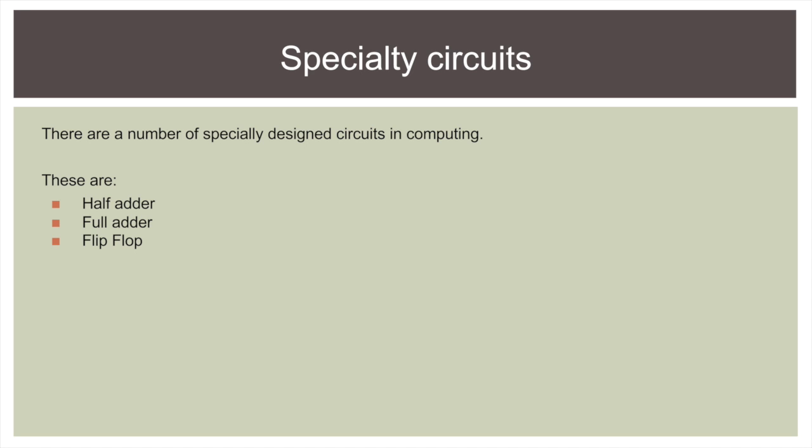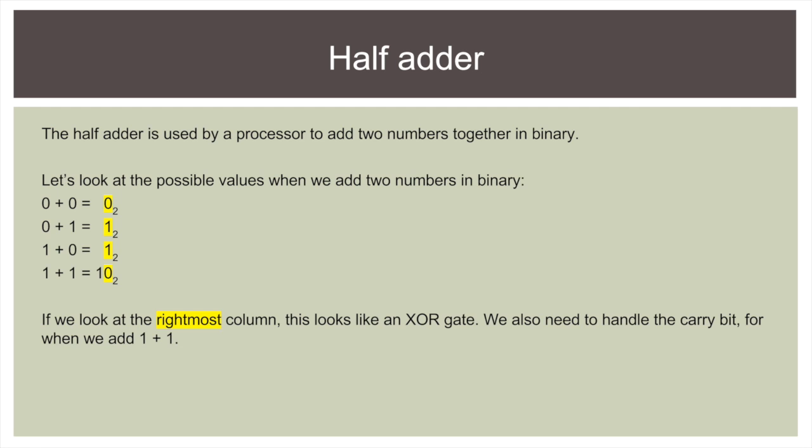So we're going to look at a number of specially designed circuits that we use in computing, and these are going to be the half adder, the full adder, and the flip-flop. So a half adder is used by a processor to add two numbers together in binary. Let's look at the possible values when we add two numbers.